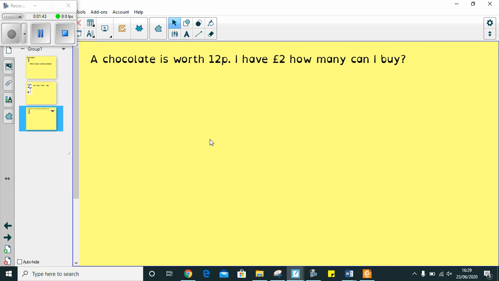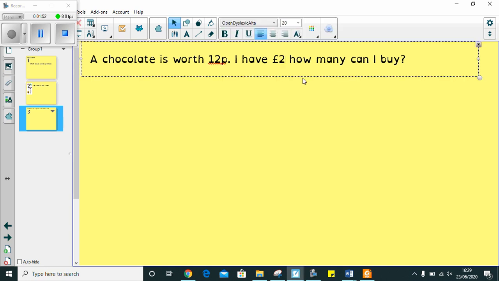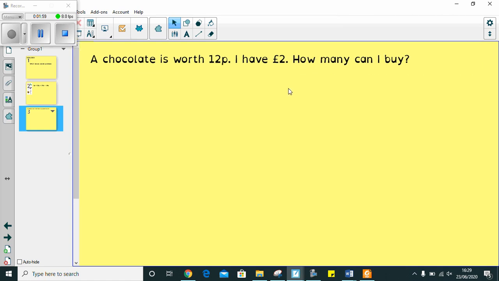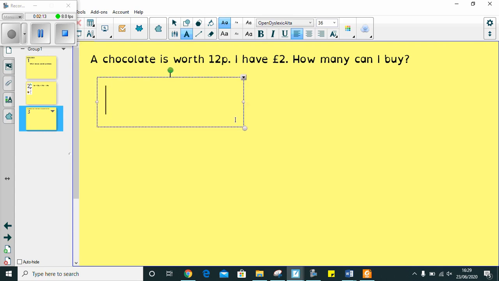Right, something a little bit different now. A chocolate is worth 12p. I have £2. How many pieces of chocolate can I buy? So a chocolate is worth 12p and I have £2. Let's make this easy for ourselves. We know that £2 is equal to 200 pence.